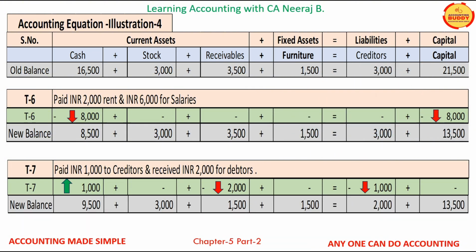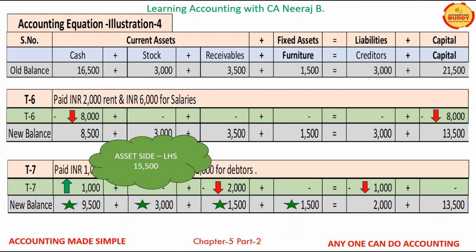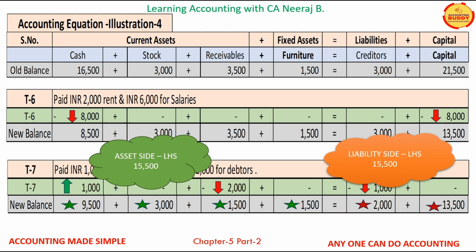Post T7 transaction, on the asset side, the cash is increased from an earlier 8,500 to 9,500. Stock remains the same at 3,000. Debtors or the receivables have been reduced from the earlier 3,500 to 1,500. Furniture remains the same at 1,500. All put together, the total asset side is INR 15,500. And on the right hand side, liabilities are reduced from earlier 3,000 to 2,000 and the capital remains at the same level of 13,500. The right hand side total is also 15,500.